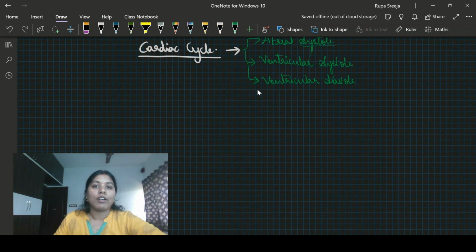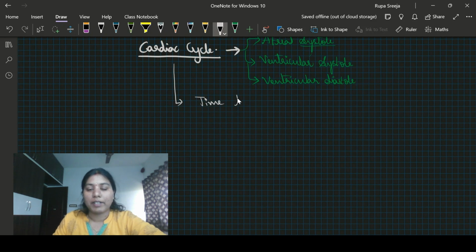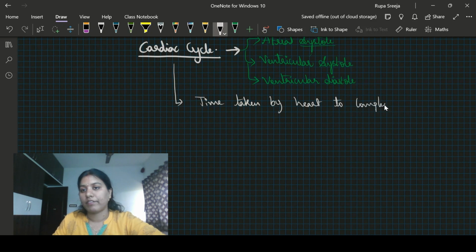Cardiac cycle. What is this cardiac cycle? Cardiac cycle is defined as the time taken by the heart to complete one beat. Yes, that is the cardiac cycle.